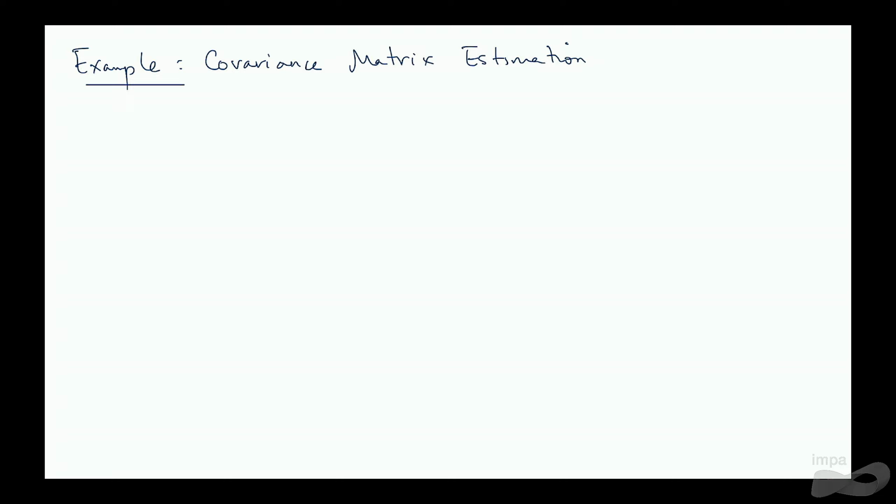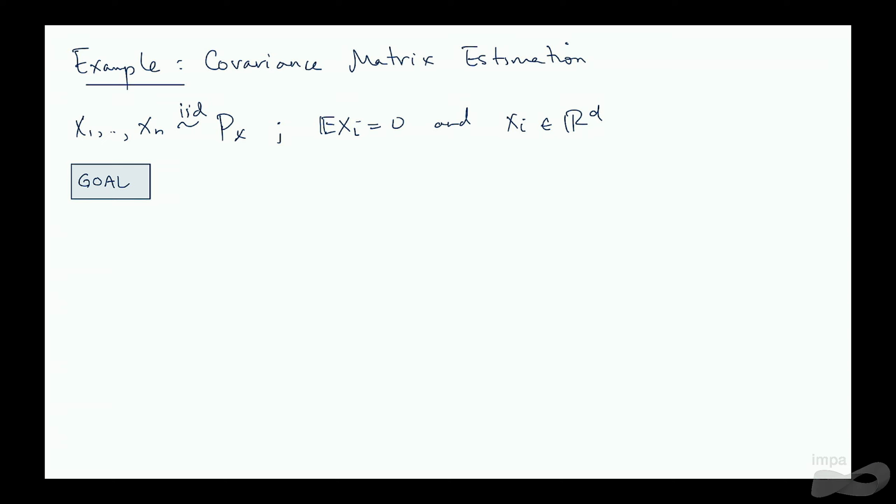In covariance matrix estimation, the problem is the following. I'm going to have some data x1 through xn that's IID from some distribution px. I'll assume the mean of the data is 0, and our data lives in dimension d. Then our goal is to estimate the covariance matrix, sigma equals the covariance of xi.